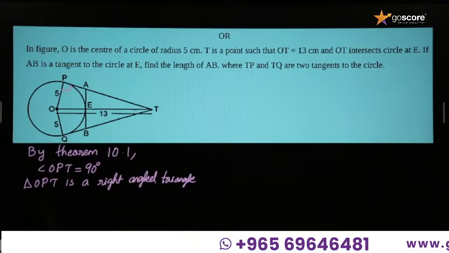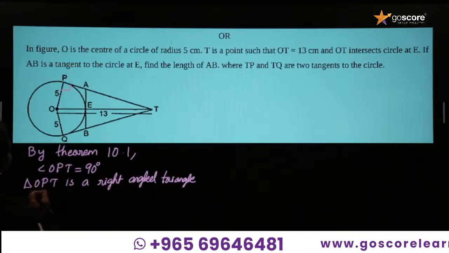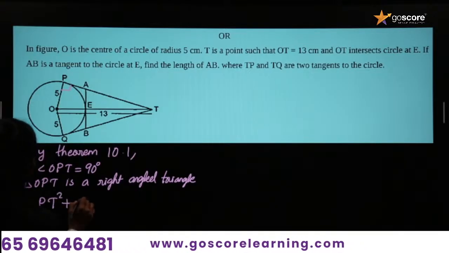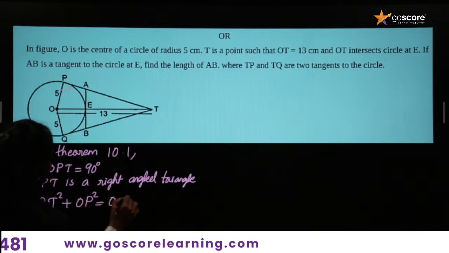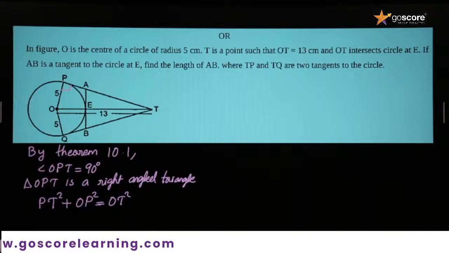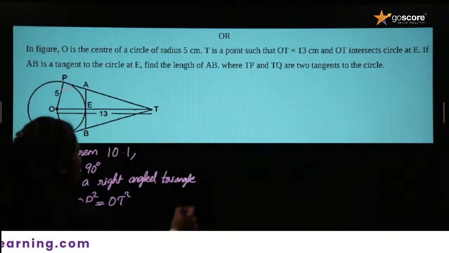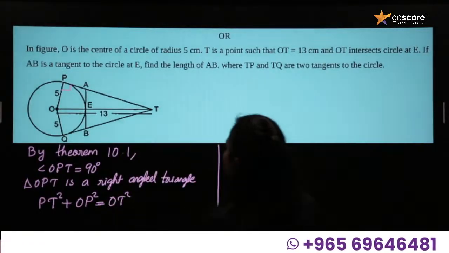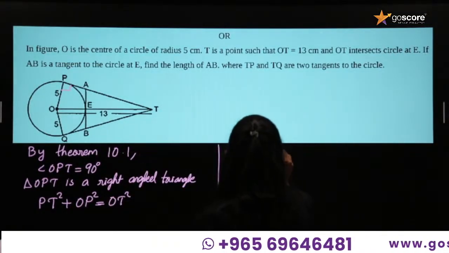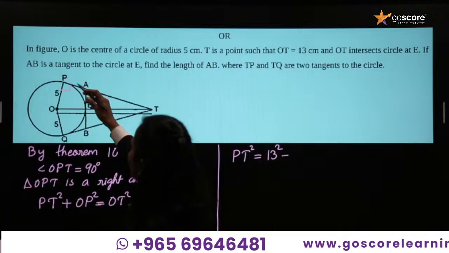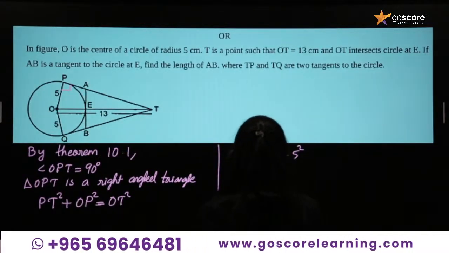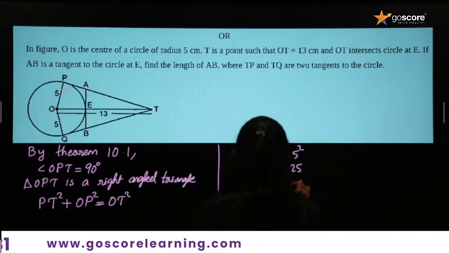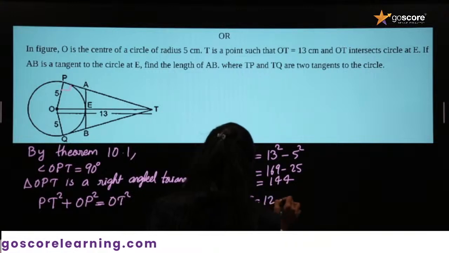Then we can use the Pythagoras theorem, right? So we can write PT square plus OP square equal to OT square. This is by Pythagoras theorem. What is PT? We don't know, it's okay, we can find it. So PT square is equal to OT, which is given as 13 centimeters, so 13 square minus OP, which is 5, so 5 square. So we'll be having 169 minus 25 and you will be getting 144. That is PT is equal to 12 centimeter.